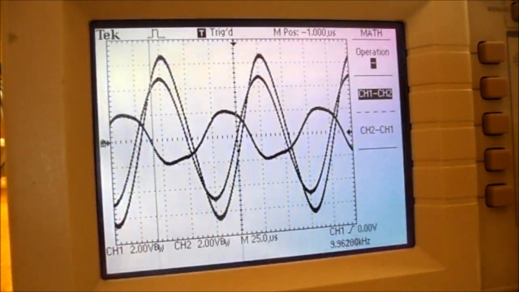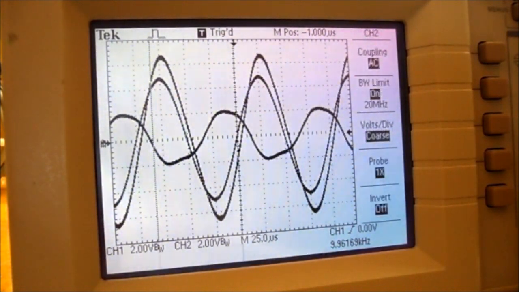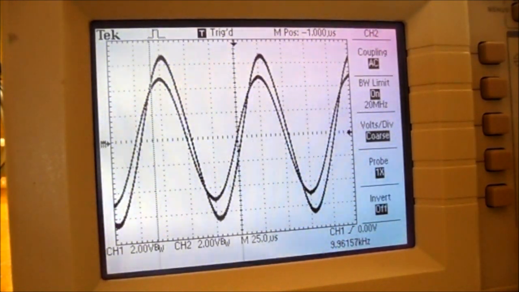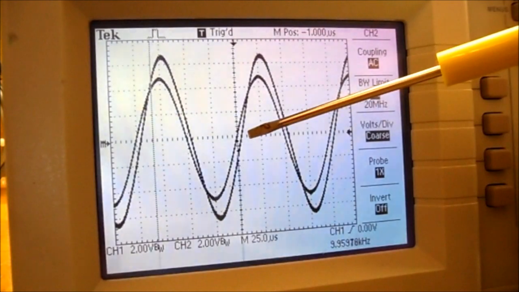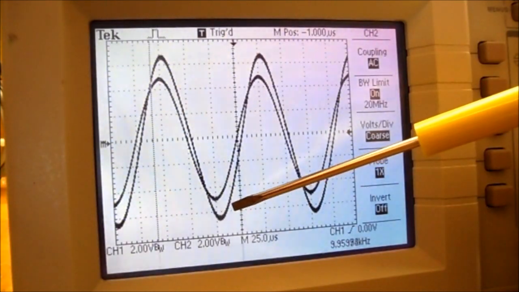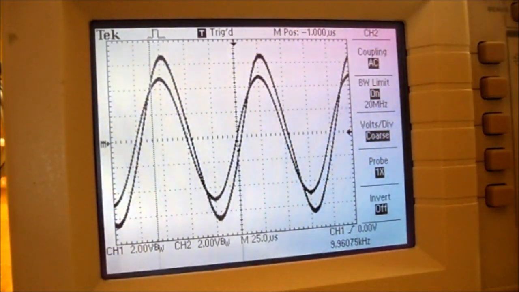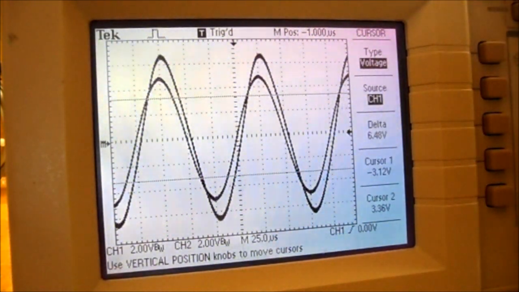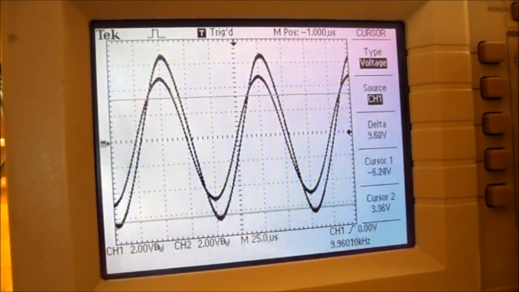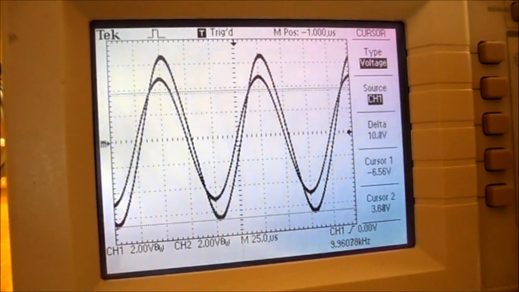So in order to measure this, I'm going to turn off channel 2 by pressing the channel 2 menu button twice. And now you can see the voltage across the capacitor is lagging the input voltage, and it is larger. But I can't use the measure button on here, so I have to use the cursor button, and I need type voltage. So my first cursor is going to go to the bottom of the big waveform, which is V_C. The second cursor is going to go to the top of the larger waveform.